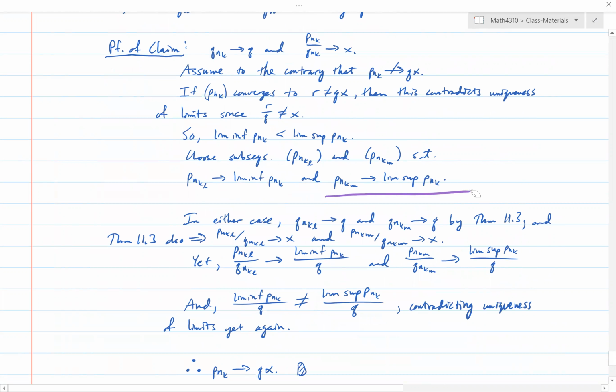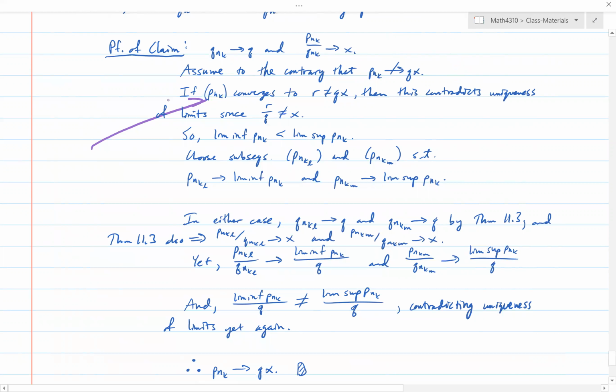I know that's a lot to digest. You might have to pause this video at various times to actually just sit and think about what's going on here. P sub n_k is already a subsequence. So I am saying if that subsequence does not converge, in this case, like I'm saying, it can't. If I'm assuming to the contrary, it's not converging to QX.